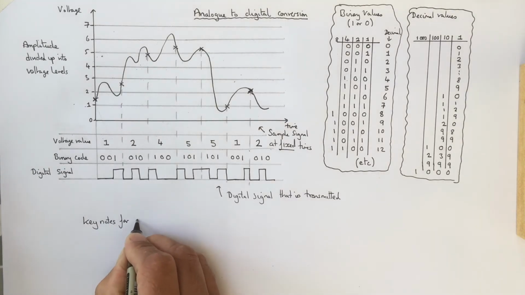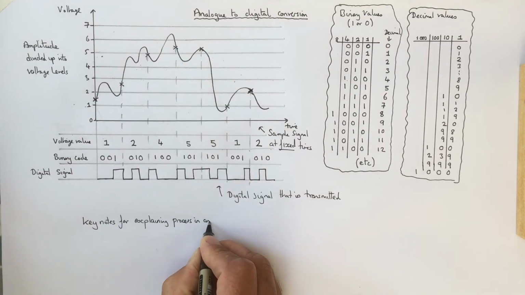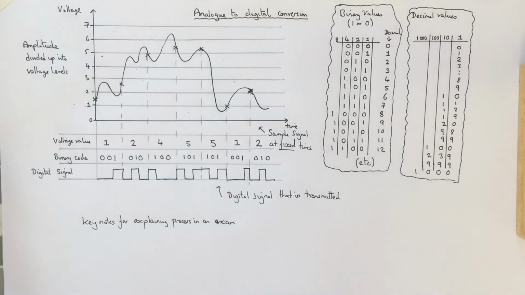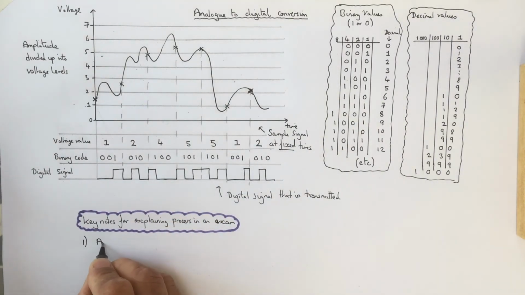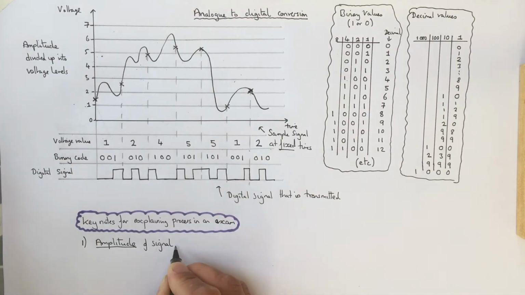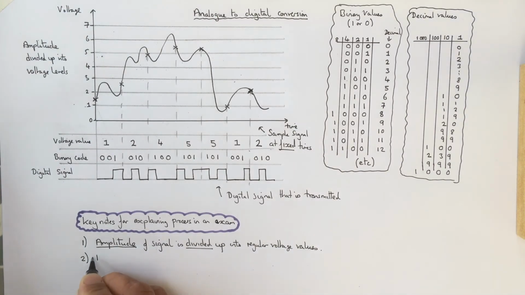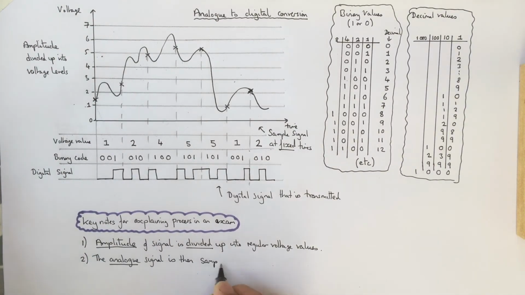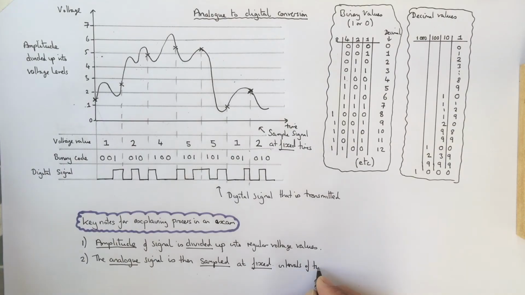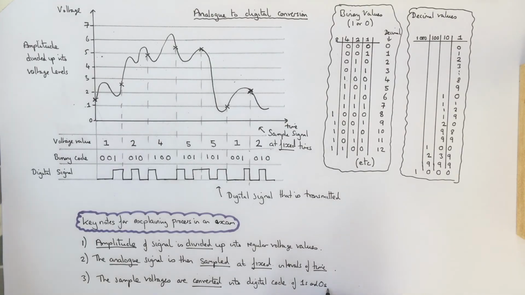So now you understand analog to digital conversion in detail, how would you explain it simply in an exam? First, you need to say the amplitude of the signal is divided up into regular voltage values. Secondly, the analog signal is then sampled at fixed intervals of time. Finally, the sample voltages are converted into digital code of ones and zeros. And that's analog to digital conversion summed up nice and easily.